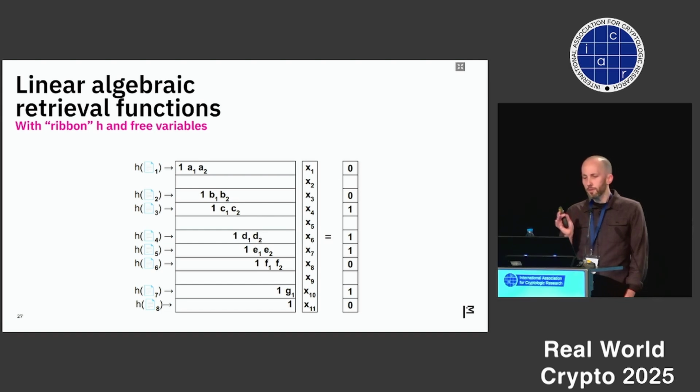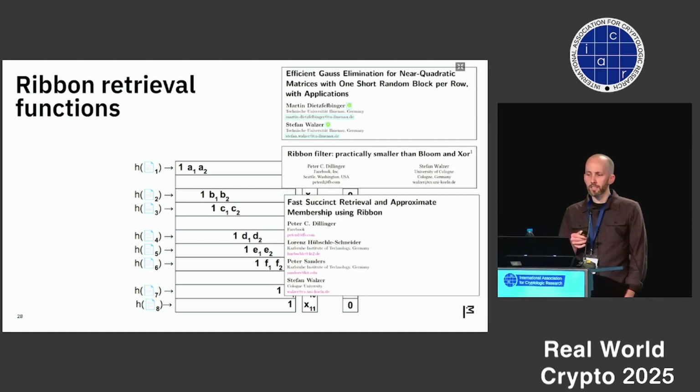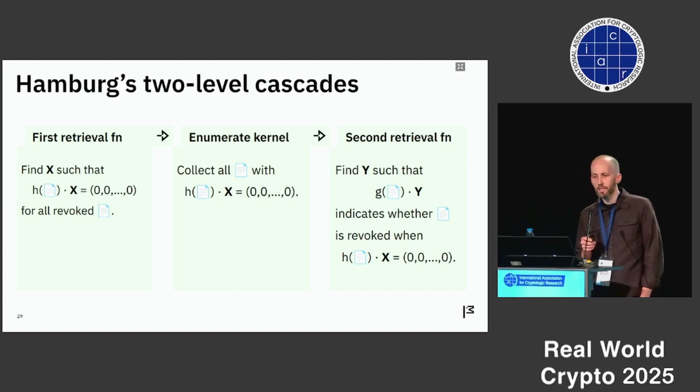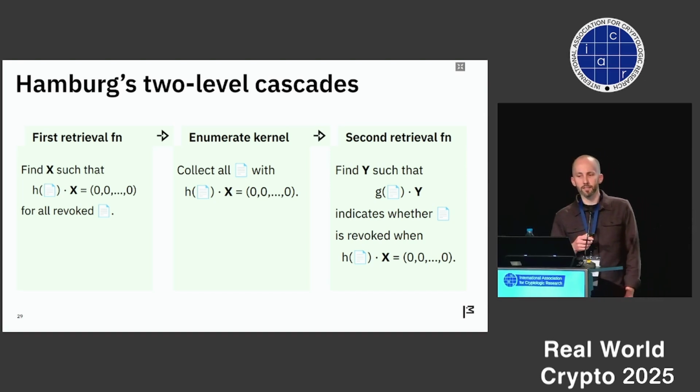That idea almost works. You do need a little bit of extra space in there, some free variables, to make sure that the system ends up being solvable. But putting all that together, there's something called a ribbon retrieval function. There's a nice literature on it, and here are some papers that you can look at to learn more. The other thing that we need is Mike Hamburg's two-level cascade construction from that RWC 2022 talk.